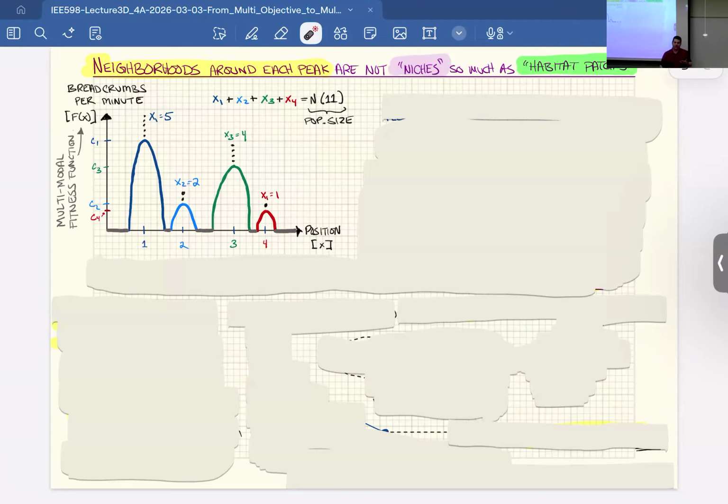Although most of the literature refers to these as niches, it's a weak analogy. Once you go to multimodal objectives, you have one fitness, only one trait that you're really caring about here. And so the diversity preservation mechanisms actually don't look quite like niching.